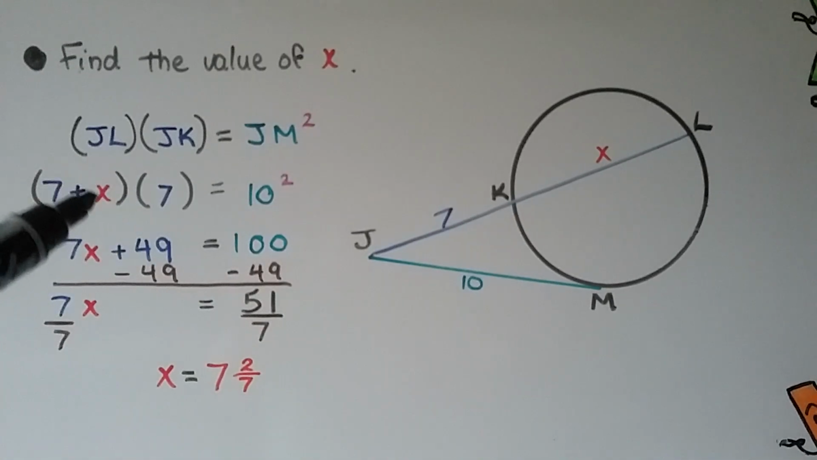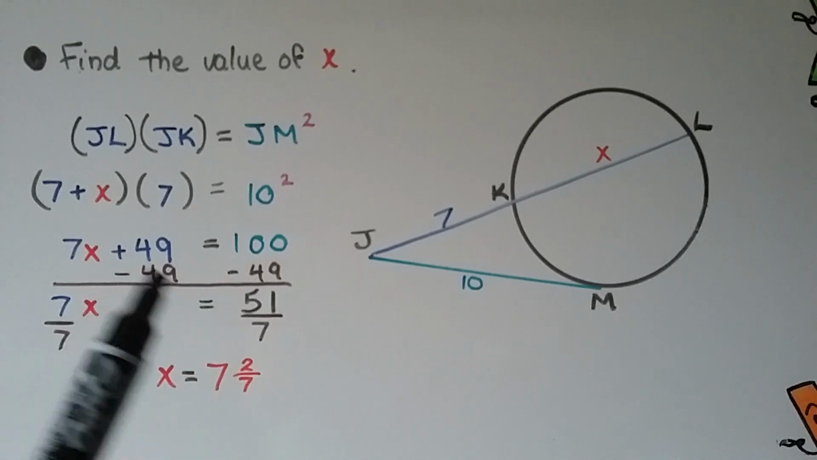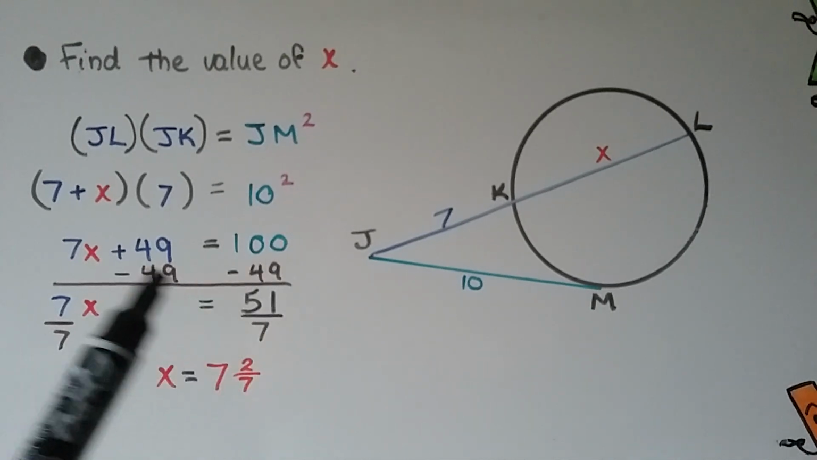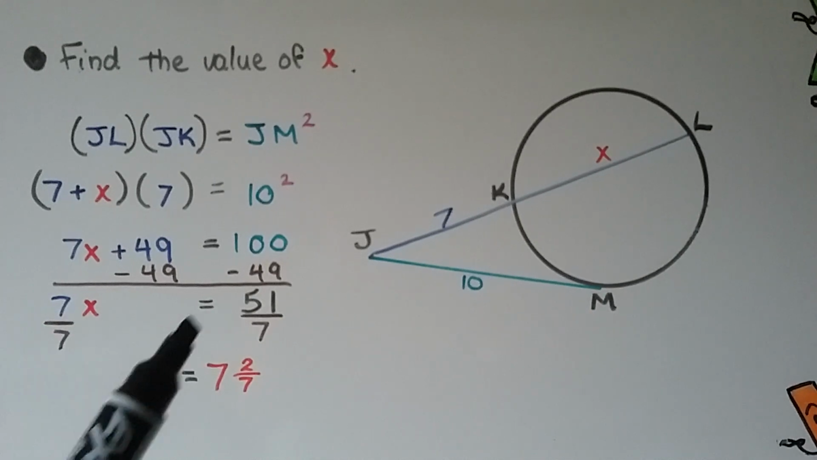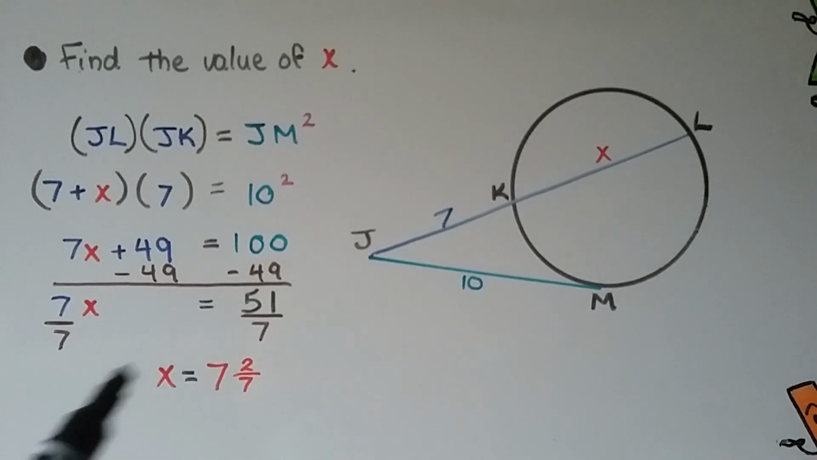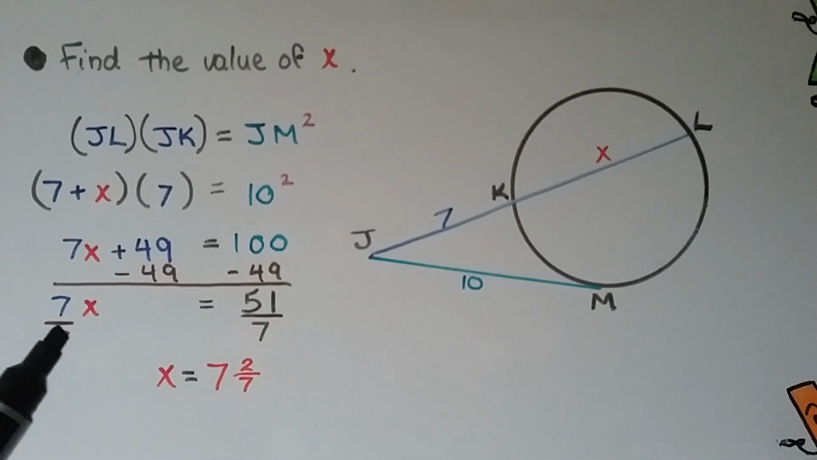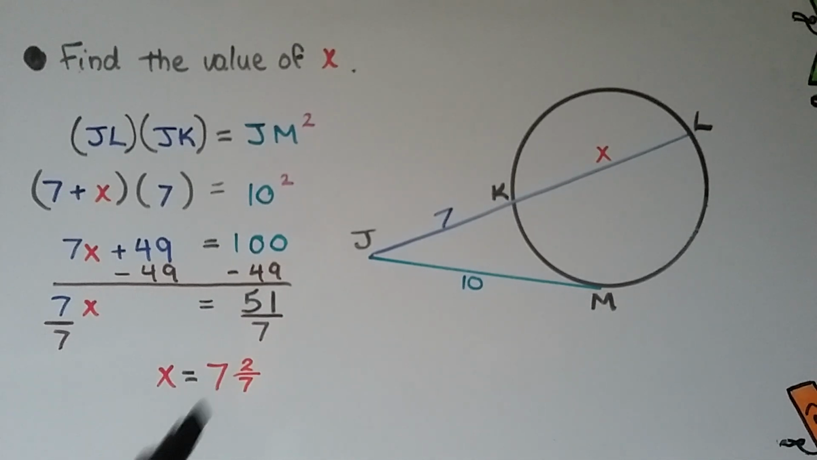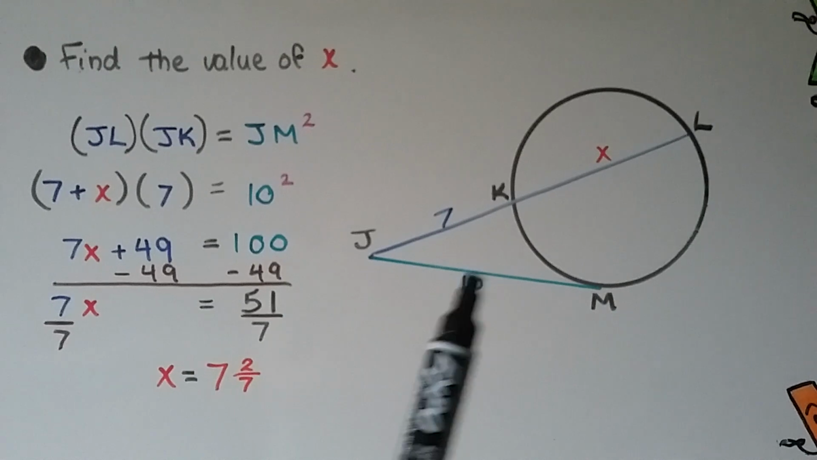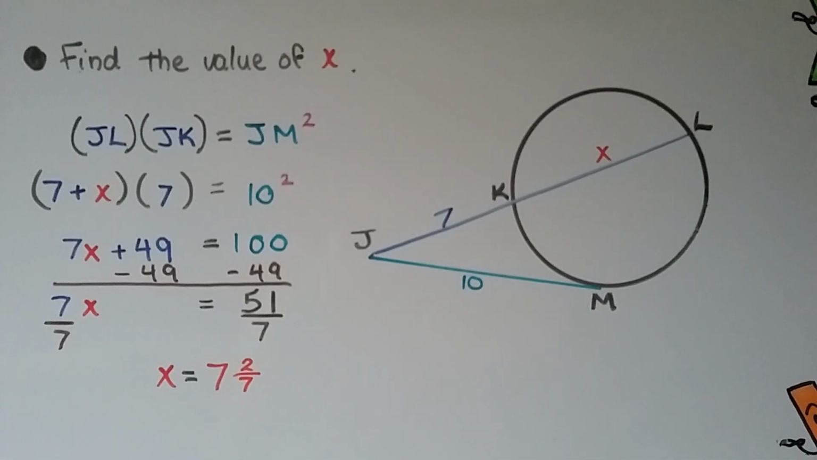We distribute this 7 into the parentheses and get 7x plus 49. And now we can subtract this 49 from each side. We're trying to solve for x, remember? That's going to give us 7x is equal to 51. We divide both sides by 7, and 51 sevenths is 7 and 2/7. So we know x is equal to 7 and 2/7, whatever the units are, centimeters, inches, whatever, meters.